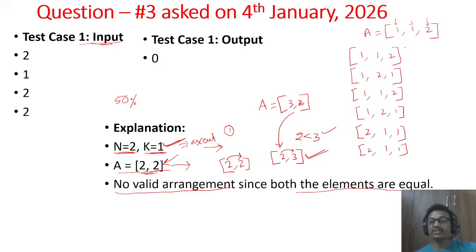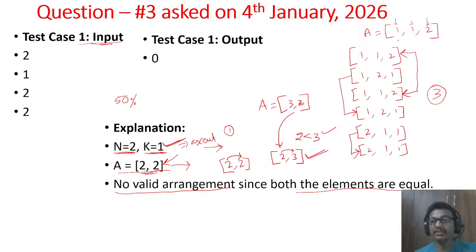Out of these 6 arrangements, you can see there are some duplicate arrangements. This and this, these two are duplicates. Similarly, these two are duplicates, and these two are also duplicates. So how many distinct are there? That means there are only 3 distinct permutations. That you need to find out.